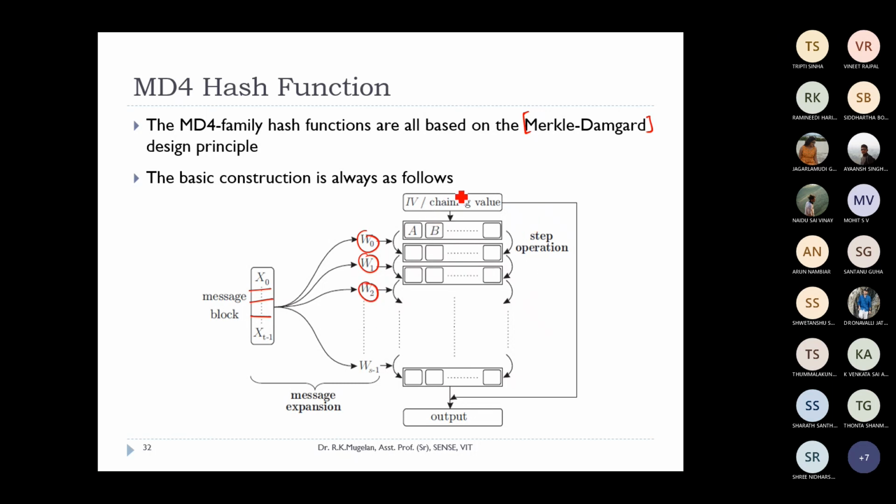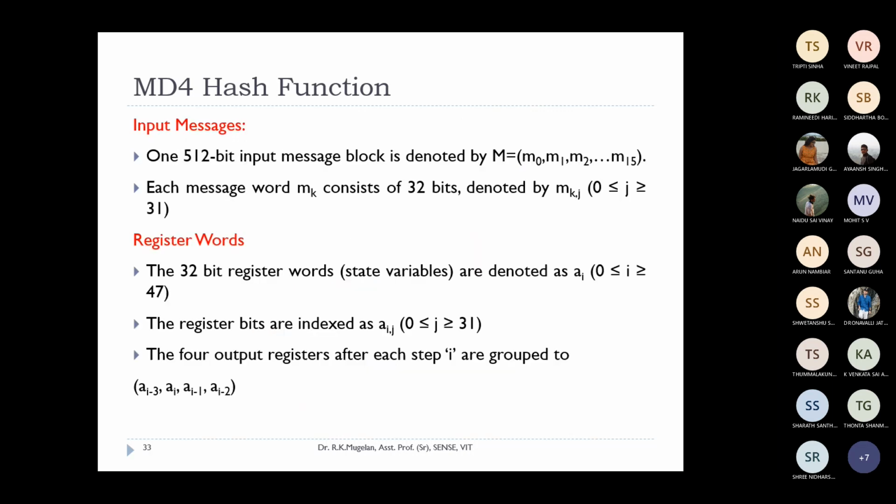Now IV is nothing but an initial value, also called a seed value, which will be given as input for A. This is one of your compression functions. This will be repeated until the entire message block is finished, and the final output that comes out is XORed here with the seed value, and the output is taken. So W0, W1, W2 are nothing but different blocks of the message. This is the basic construction of our MD4 algorithm.